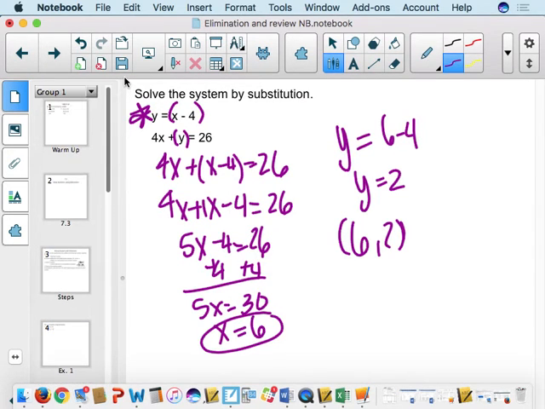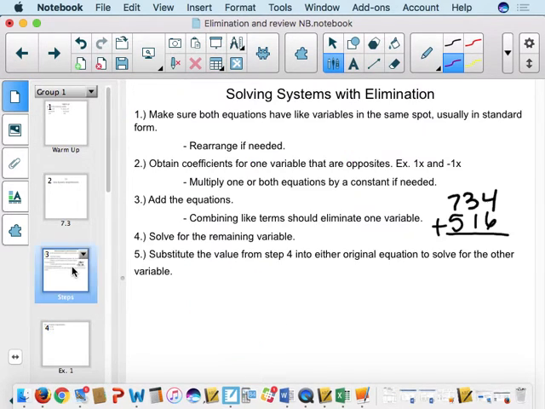So if we go back up here and look at the steps, flip back over to the front of your note guide, let's look at the steps for elimination. It says mixture of both variables or both equations have variables in the same spot, usually in standard form. So if you look at example 1 and 2, you can see those are in standard form. The x's are in line, the y's are in line. It says rearrange if needed. Okay. Step 2 is also a step that's usually done for you.